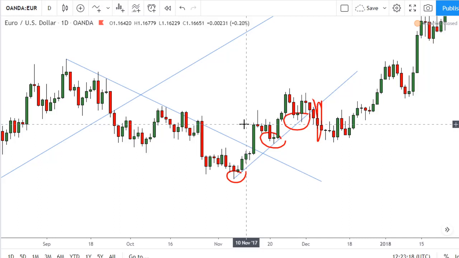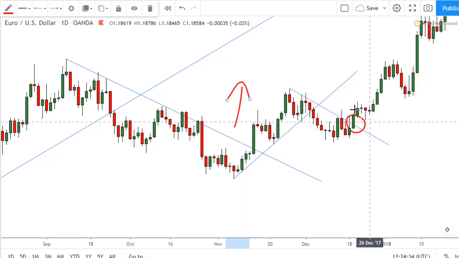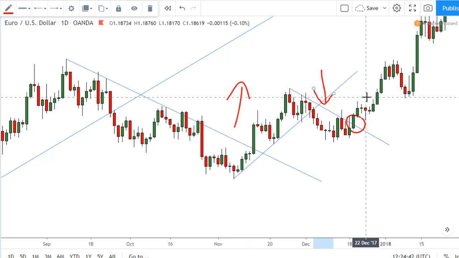So from a downtrend, here we were going up, and then we were going down and now the trend line broke. We are expecting another push to the upside. Just like that.